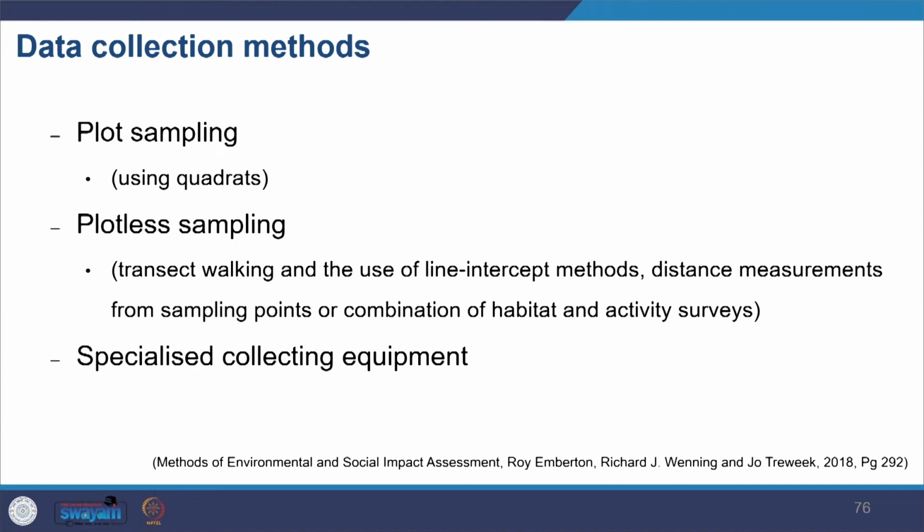A simple method is transect walking. You would just walk along, and you'll use a line intercept method to record all the plant species and the abundance along the transect line. So you might just draw a line and then make observations. This can be applied as a habitat measurement method for estimation of vegetation. And then plotless methods involve distance measurement from sampling points.